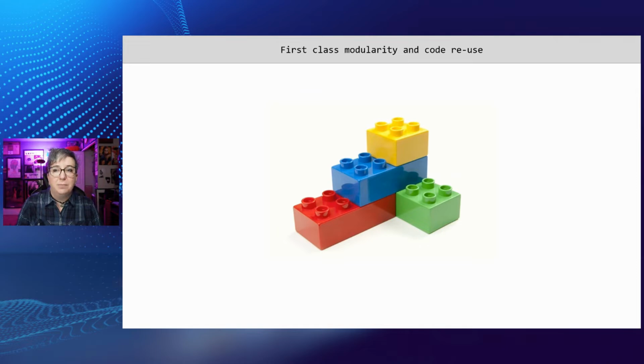So Bicep has first-class modularity and you're able to reuse code pretty easily. If you think about it like Legos, you're able to stack things together. You don't have to build out some ginormous template. You can pick apart and break things apart, and it allows for that much more easily than an ARM template.